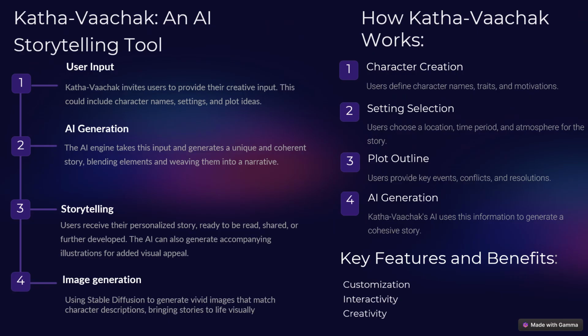The Katha Vaachak AI storytelling tool provides a personalized storytelling experience through four main steps. User input: users provide creative details such as character names, settings, and plot ideas. AI generation: the AI engine processes this input to create a unique and cohesive story, blending elements seamlessly. Storytelling: users receive the custom story which they can read, share, or further develop.